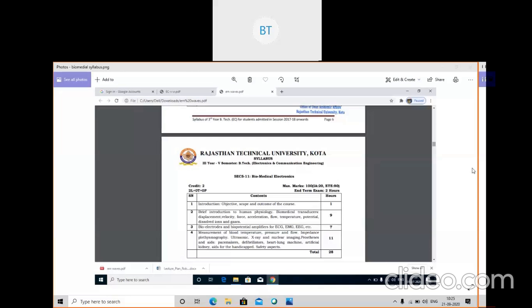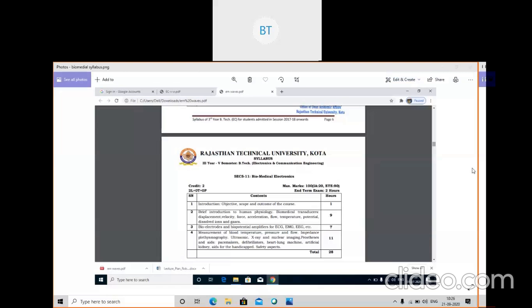In the biomedical sessions, in the last sessions, we have dealt with the heart lung machine and defibrillators. If any doubt is there, you can ask me, or should I continue, or should I go for artificial kidney? Are you clear with those terms, the pacemaker, defibrillators, and heart lung machines? Is there any doubt in those topics? If it is there, please tell me.